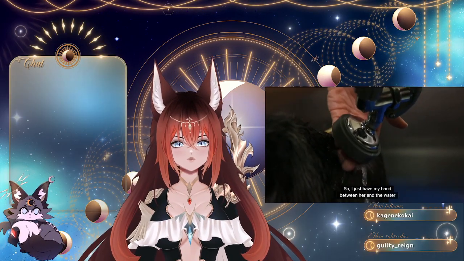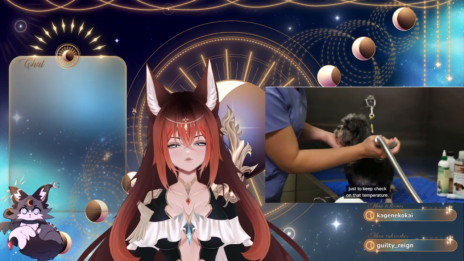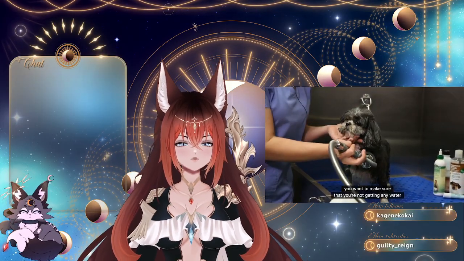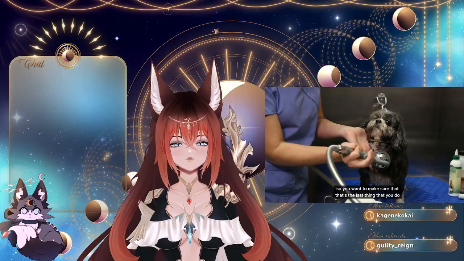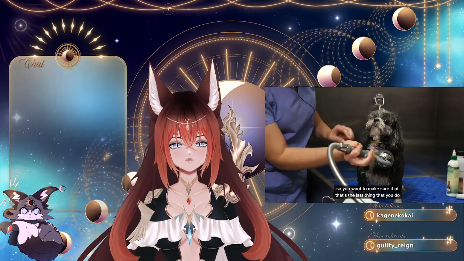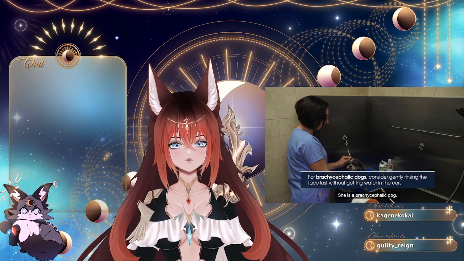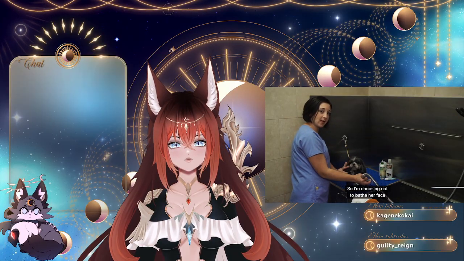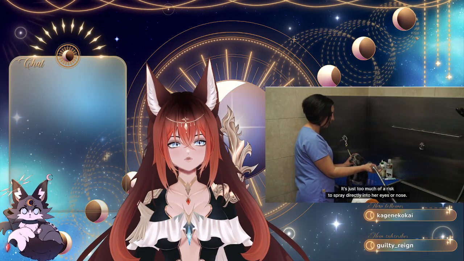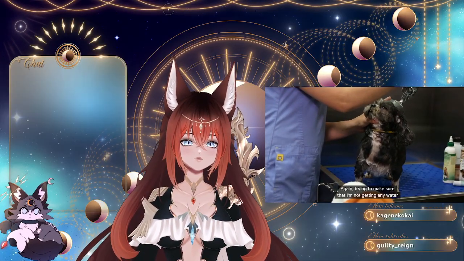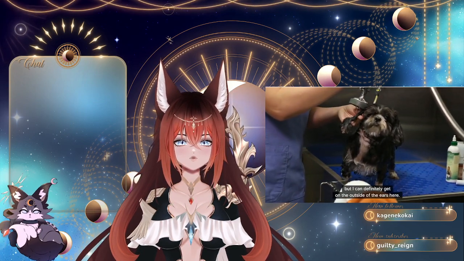So I just have my hand between her and the water. Just keep a check on that temperature. So as you're getting the dog wet, you want to make sure that you're not getting any water in the ears. A lot of dogs do not tolerate their face being sprayed, so you want to make sure that that's the last thing that you do is wet that. For Rue, she has a very short muzzle. She's a brachycephalic dog, so I'm choosing not to bathe her face by spraying her with the water. It's just too much of a risk to spray directly into her eyes or her nose. So I'm just wetting the top of her head. Again, really what I'm trying to do is make sure that I'm not getting any water in the actual ears, but I can definitely get on the outside of the ears here.